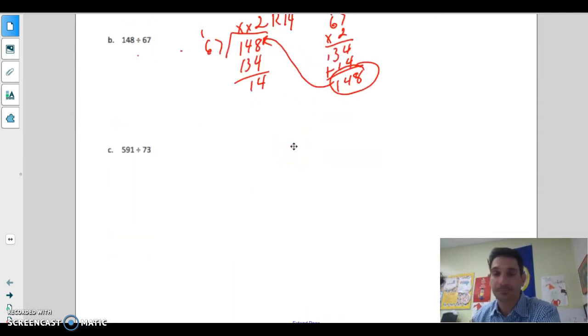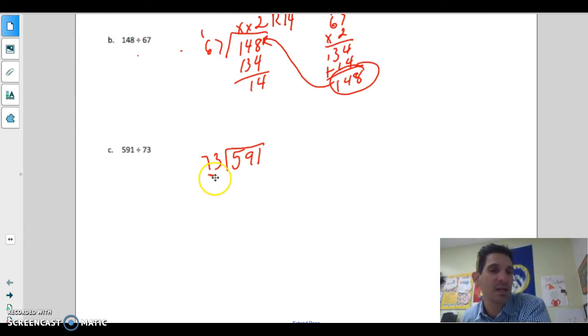Okay. Now, next one. 591 divided by 73. Now the numbers are getting a little bigger, but again, let's pretend this is like 70. And if I thought about a multiple of 70 that's around 59, I would say 8. So I'm going to try 73 times 8, and I do it on the side because I'm not sure if it's going to work. That's 56 plus 2 is 58. So we got a winner.